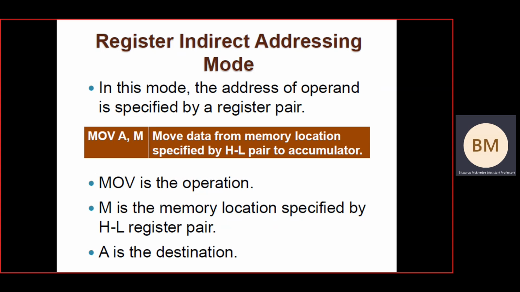So that is MOV A, M. Now M denotes the memory location which is stored in the HL pair. So M is the memory location specified by the HL pair, and A means accumulator is the destination.